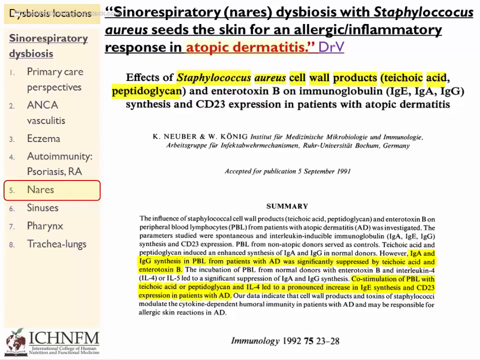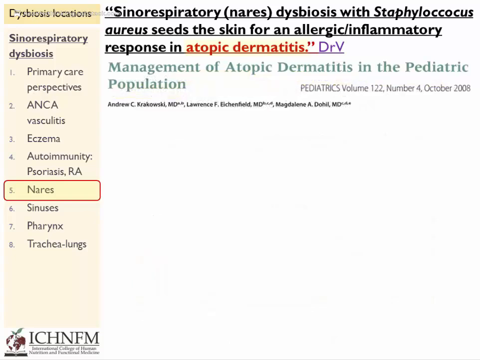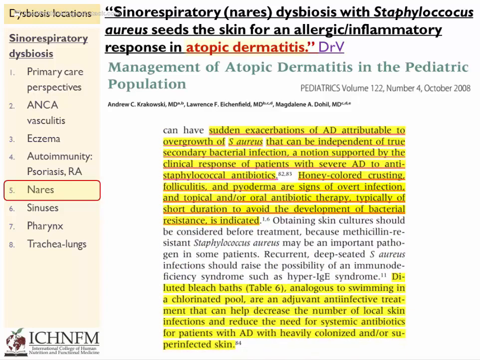So again, my model, we might say, of atopic dermatitis is that it is fundamentally an allergy, a bacterial allergy directed against Staphylococcus aureus on the skin. I think the current research bears out that model very well. Let's take a look at this article, Management of Atopic Dermatitis in the Pediatric Population. This was published in 2008 in the journal Pediatrics.